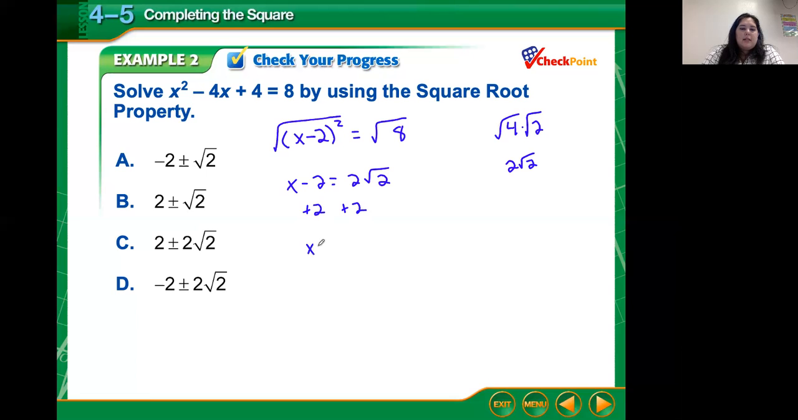And we get x equals 2 plus or minus 2 square root of 2. So in this case, they are asking you to leave it in a radical form, and they do have the plus minus option. So our answer here is C.